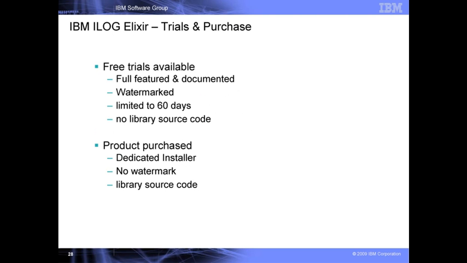Elixir is available as free trials, fully functional and documented, which have 3 limitations. They are valid for 60 days, they are watermarked, and the library source code is not provided. Once you purchase, you will get another installer. Please have a look at the installation video for more details.